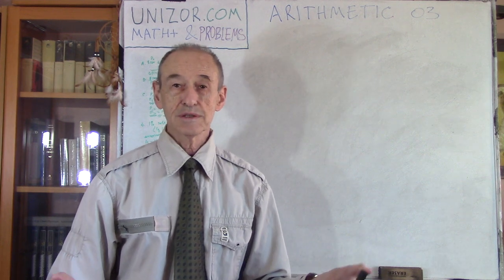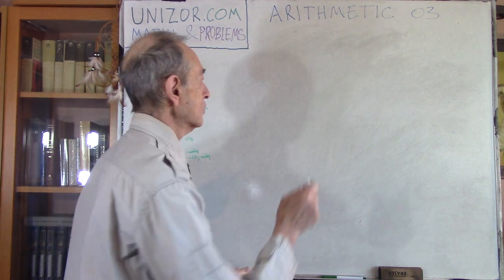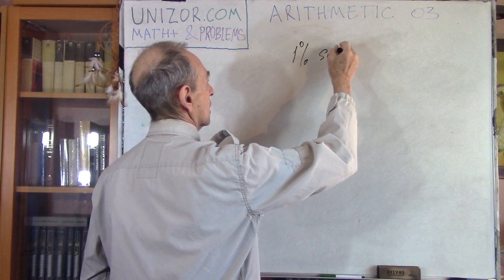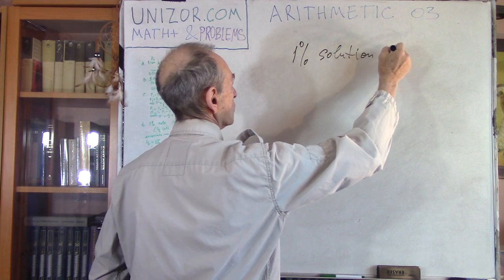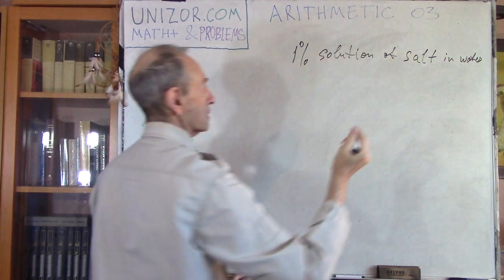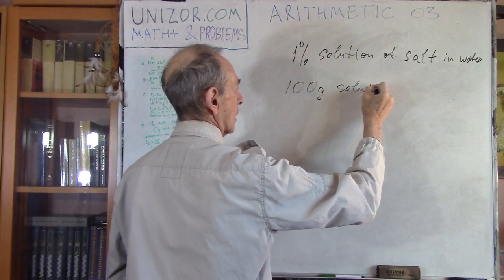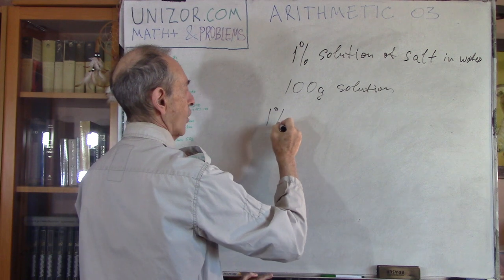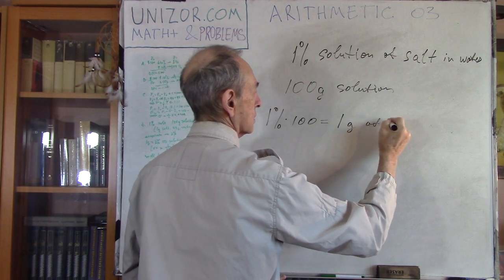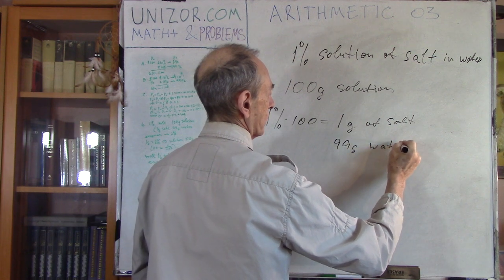Let's say 40% by volume. What does it mean? Well, it means basically the following. So if you have a statement saying that something is like 1% solution of salt in water, what does it mean? It means that if you have 100-gram solution, it has 1% of 100, which is 1 gram of salt and 99 grams of water. So that's what it means.